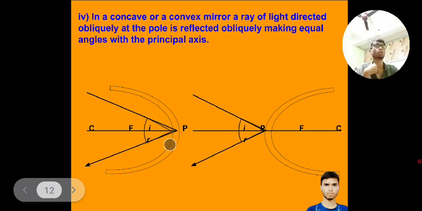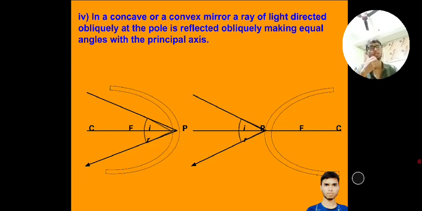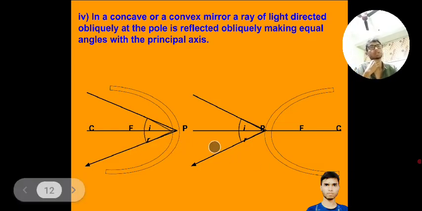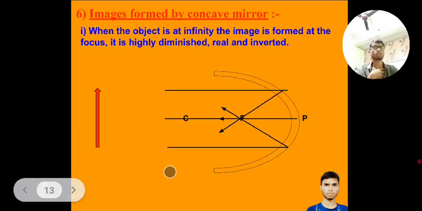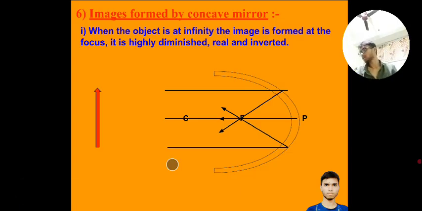It doesn't matter whether you take a concave mirror or a convex mirror, the angles will be the same. This would be equal to this, and as you know, this is an imaginary line. Same here, this is diverging. Now this is clear. Next, we will look at images formed by concave mirrors. Now let's see what images are.